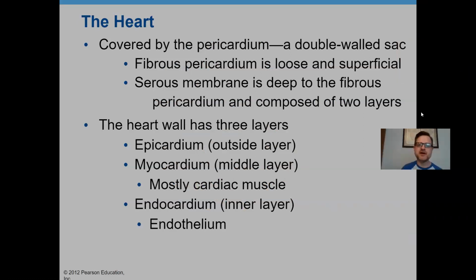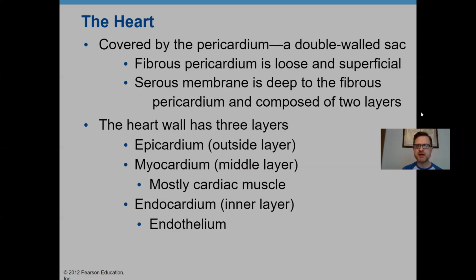In terms of the membranes that surround the heart, the pericardium, back in I think it was chapter 4, when we did body membranes, we probably briefly discussed the pericardium. The pericardium is the membrane that surrounds your heart. It's a double-walled sac. Remember we did fibrous membranes and serous membranes back in chapter 4.